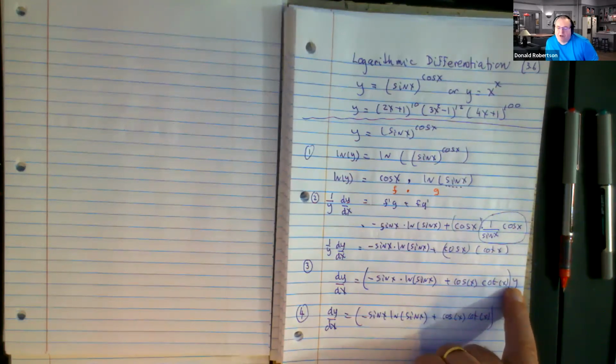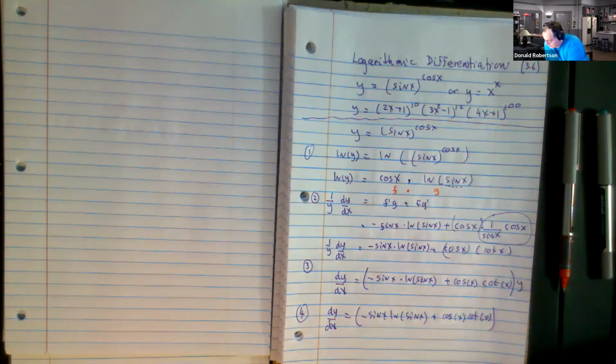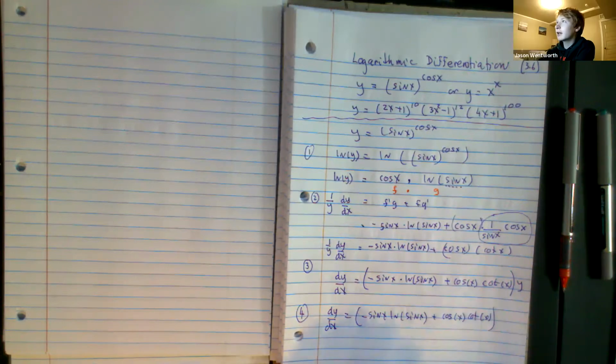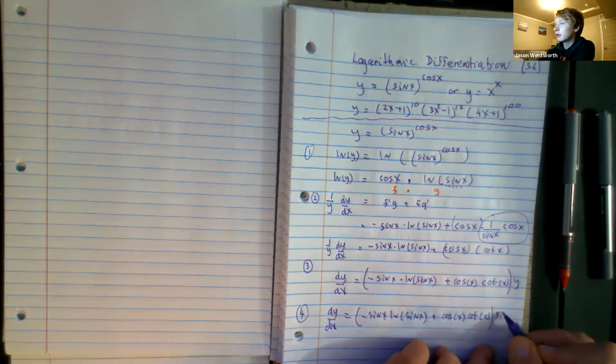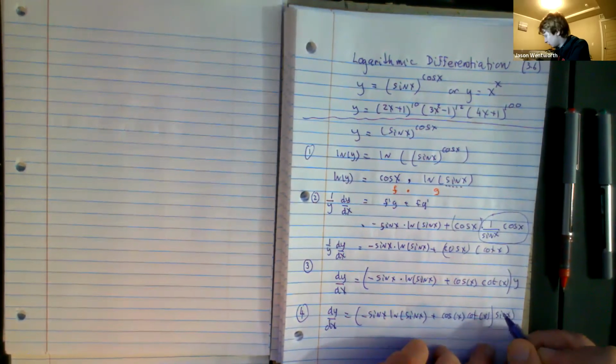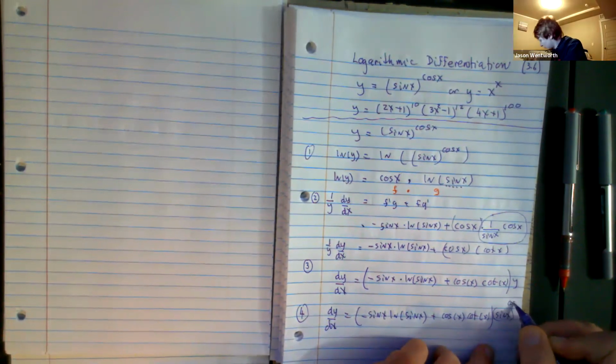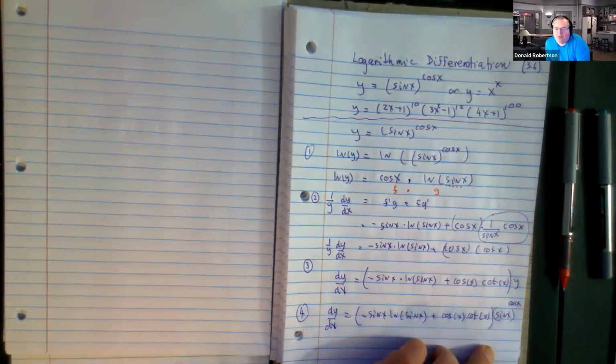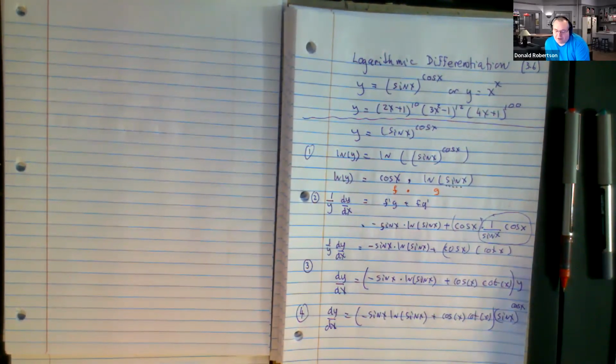What does c become? It's in front of you. Just need to know where to look. Sine x to cosine x. There you go. And we have now done logarithmic differentiation.